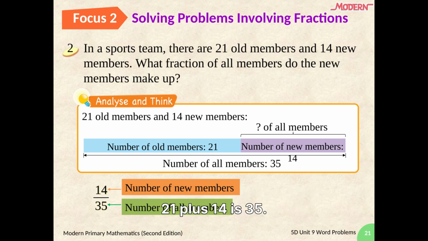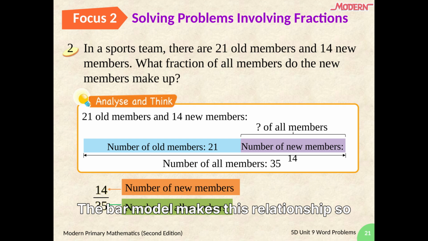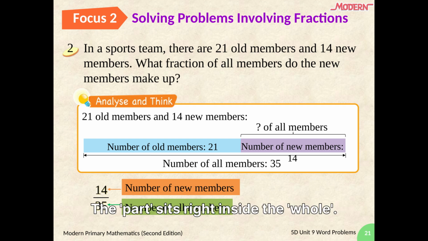Know how? Always double-check your addition before starting the fraction. 21 plus 14 is 35. If this number is wrong, the whole fraction will be wrong. The bar model makes this relationship so clear. The part sits right inside the whole. Let's see how to write the final answer on the next page.